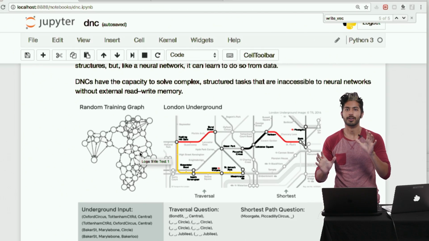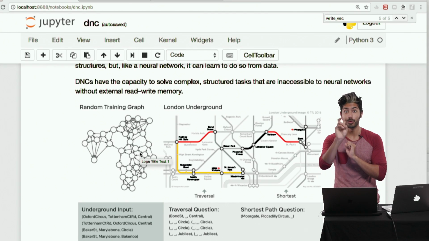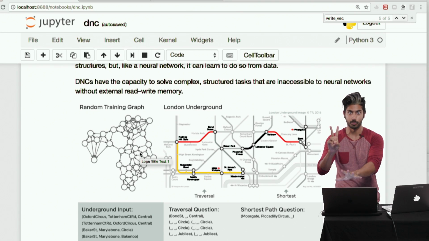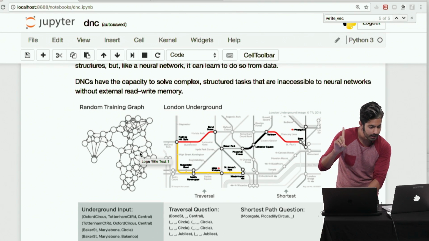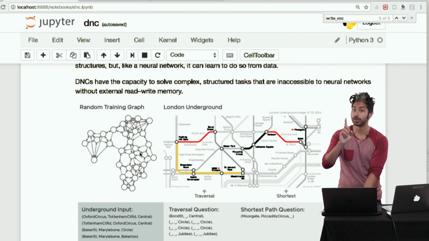The questions are coming in, so let me answer two questions, and then go back to what I was just talking about. Question number 1, does it learn and predict the hyperparameters? No.